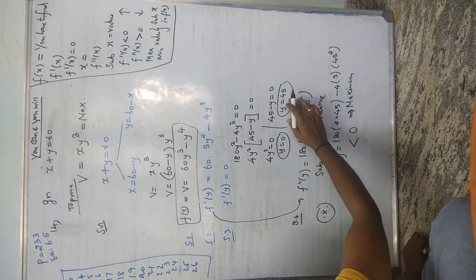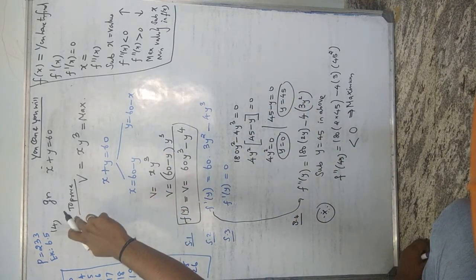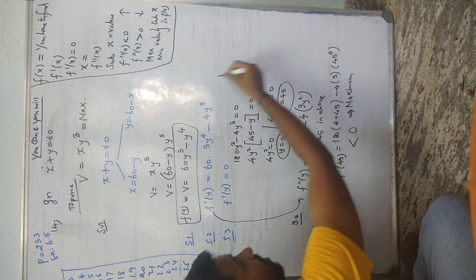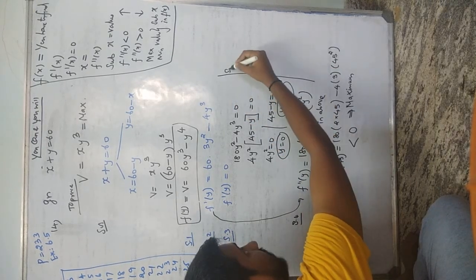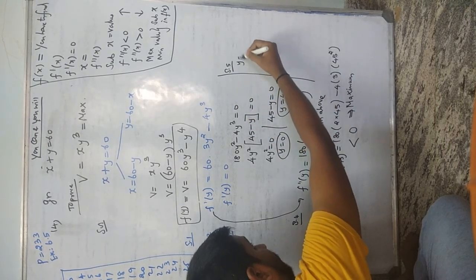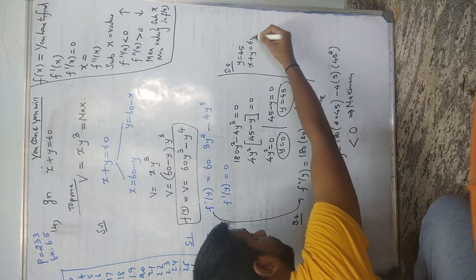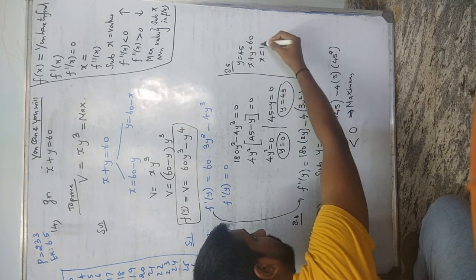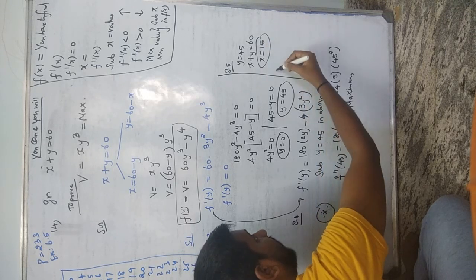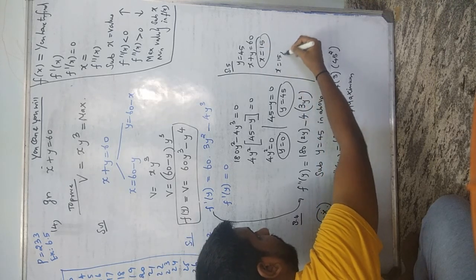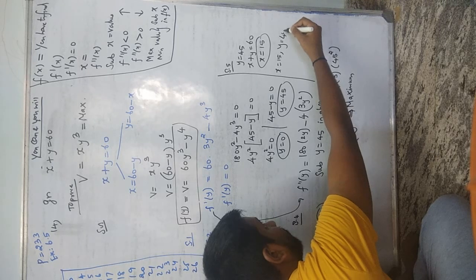Next, if one number is 45, the other number will be, from x plus y equal to 60, the final step number 5. Y equal to 45, x plus y equal to 60, so x equal to 15. So the final answer is x equal to 15, y equal to 45.